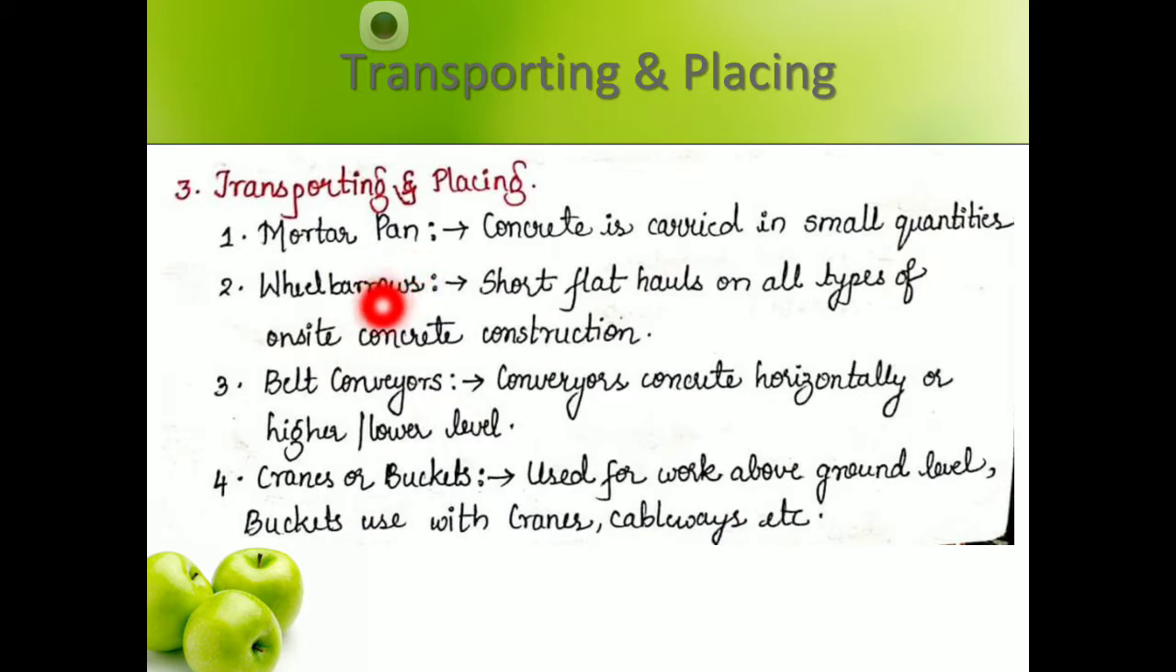For transporting, there are different means you can use. The first one is the mortar pan, the second is wheelbarrows, the third is the belt conveyor, and the fourth is the crane or buckets. So we will go through them one by one.